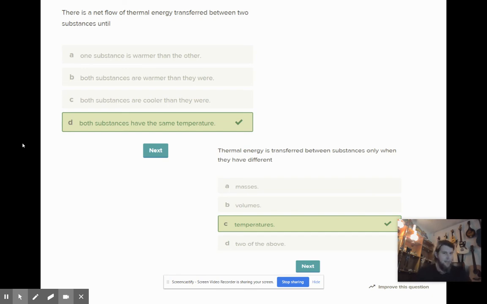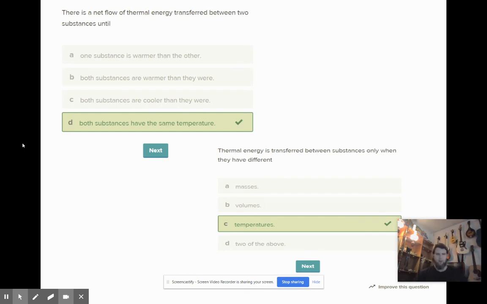So it's not masses, it's not volume, because you can have something with small volume. Say if you had a big block of ice and you heated up a little glass marble to a couple hundred degrees, and you dropped it on that ice. The masses are going to be different, the volumes are going to be different, but that little glowing hot marble is going to transfer a lot of heat over to that block of ice and change the state pretty quick. So thermal energy is transferred between substances only when they have different temperatures. If the temperature is different, then you can have heat flow and energy transfer.